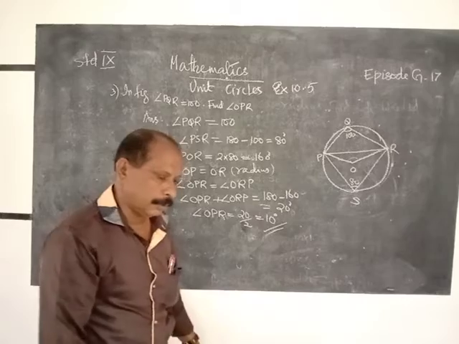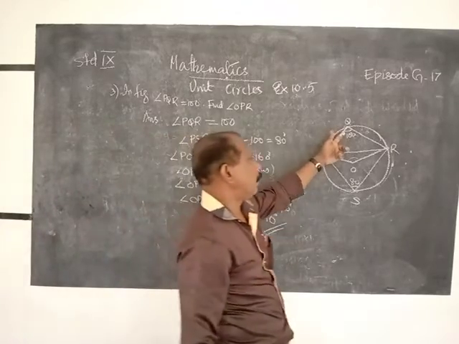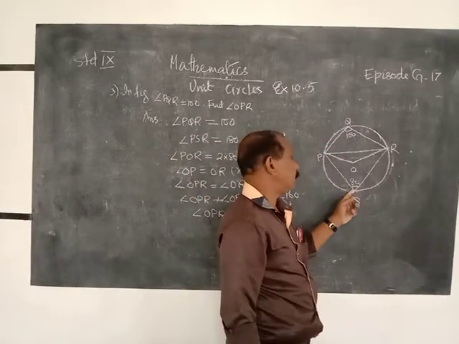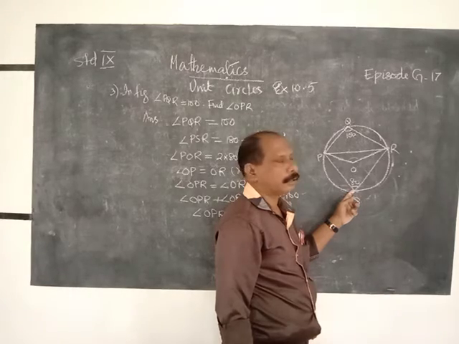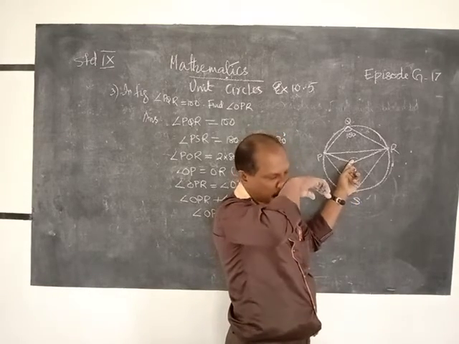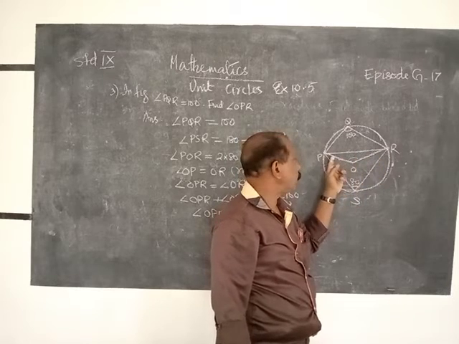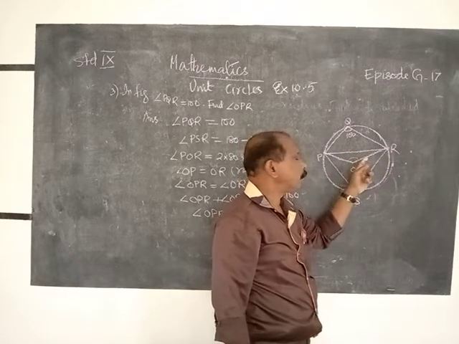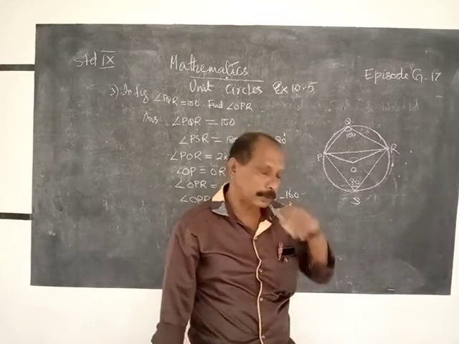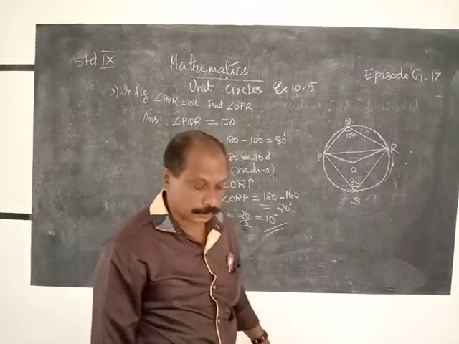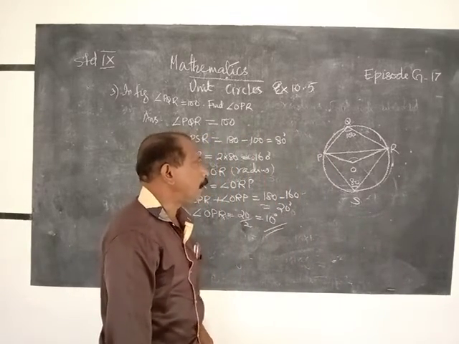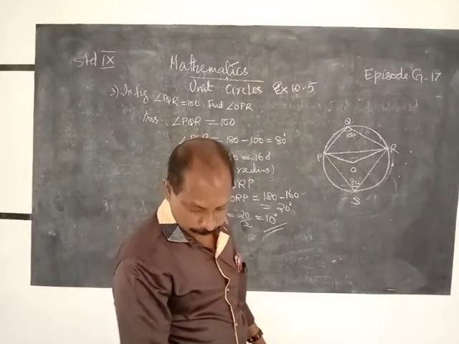Clear? This angle is 100 degrees. Therefore, this angle is 80 degrees. Therefore, this angle is twice that one, that is 160 degrees. These are isosceles triangles. Therefore, these two angles are equal. The sum of these two angles is 180 minus 160, which is 20. Therefore, each angle is 10 degrees. Therefore, angle OPR is equal to 10 degrees. That is the answer.